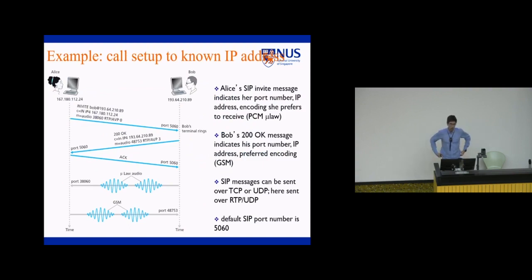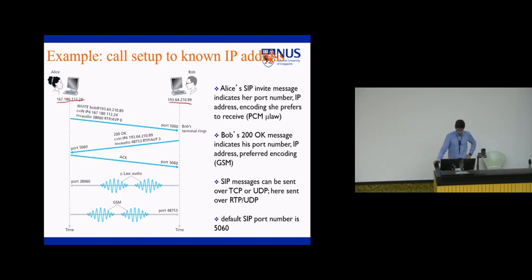So let's give an example. In this example, for the time being, we will assume that Alice already knows the IP address of Bob's PC, or Bob's client device. And we will look into the problem of determining that IP later on. Okay? So this is Alice's IP address, and this is Bob's IP address.